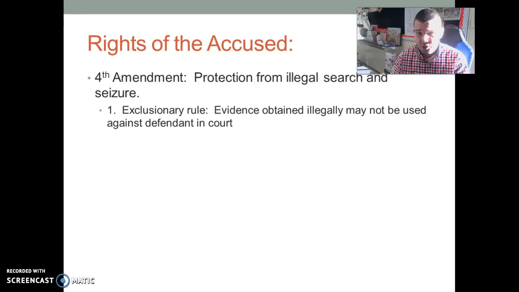Protection from illegal searches and seizures, the exclusionary rule. If something is found illegally, the evidence will be thrown out in court. So again, those are protections. Search warrants are protections for us against the government. So that's one prime example of a right the accused has.